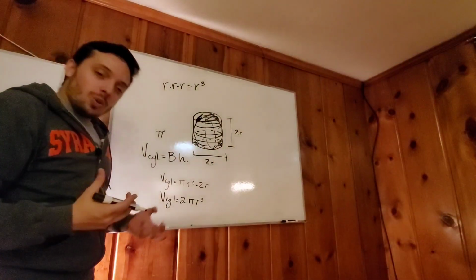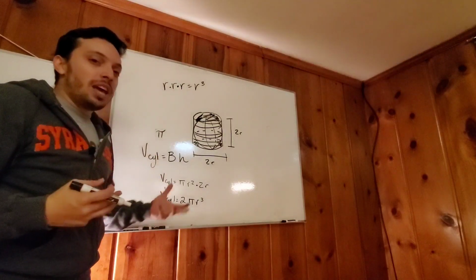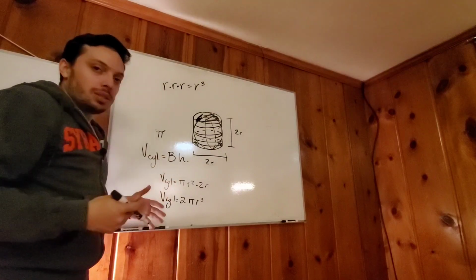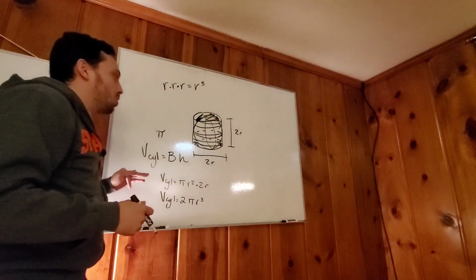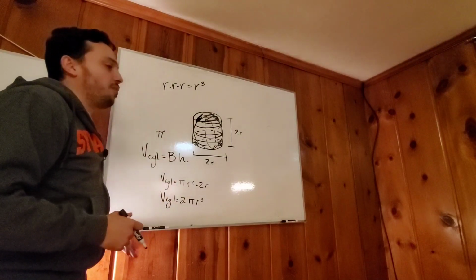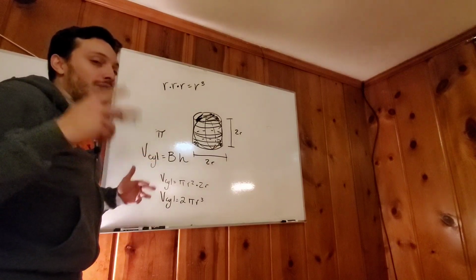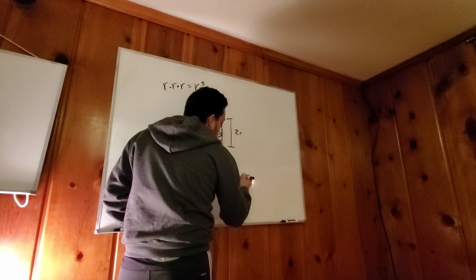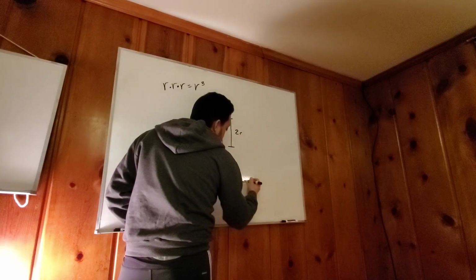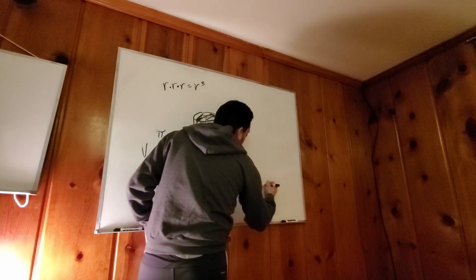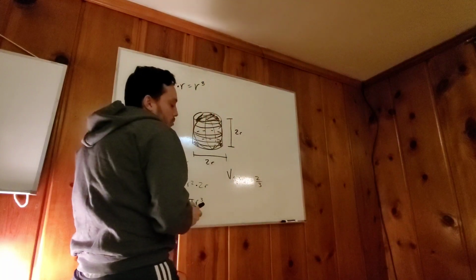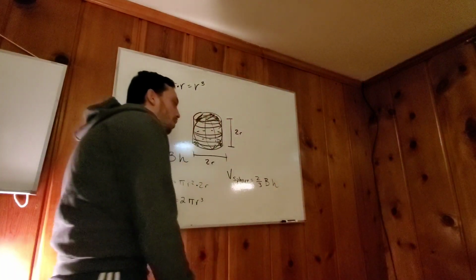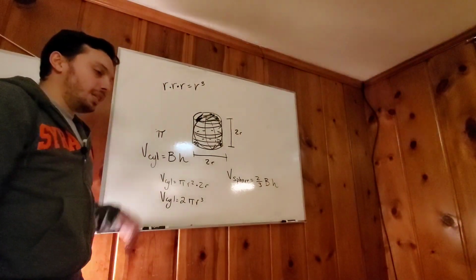And so what can we say about it? Is it going to be 1/2? No, it's going to be more than 1/2. Is it going to be 3/4? 3/4 is too much. 75%, it doesn't fill 75% of the cylinder. It actually fills 2/3. So the volume of the sphere will be 2/3 of big B times H.